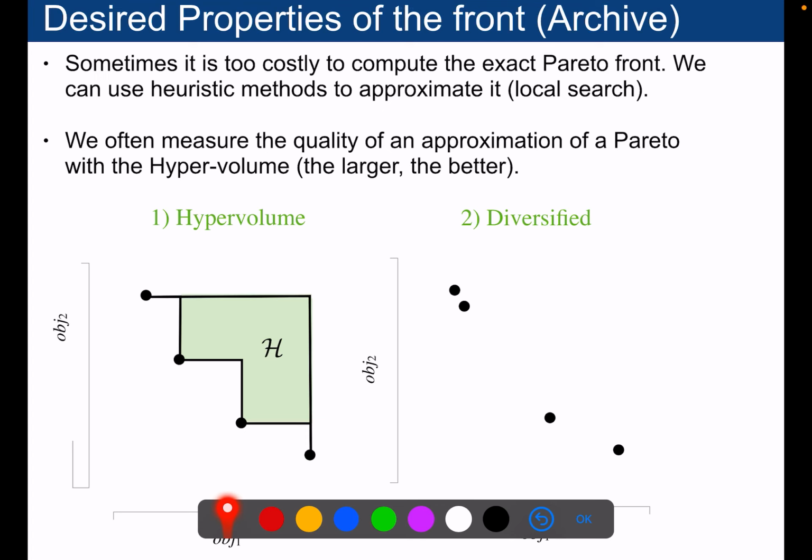Now we will be interested in the kind of properties that you want to measure the quality of a Pareto set, that we also call the archive. Sometimes it's too costly to compute the exact Pareto set, because it would be too large. And so we can use some form of heuristic method to approximate it, for instance, using local search.